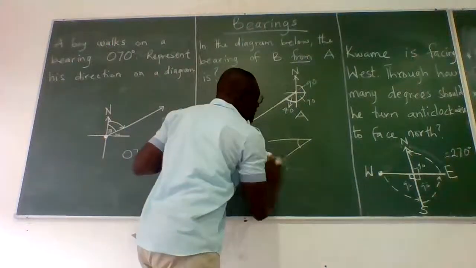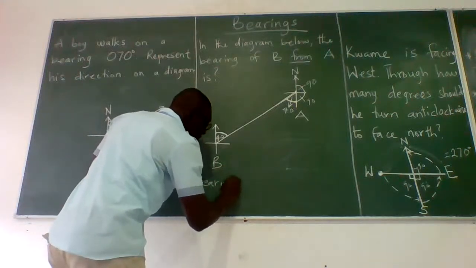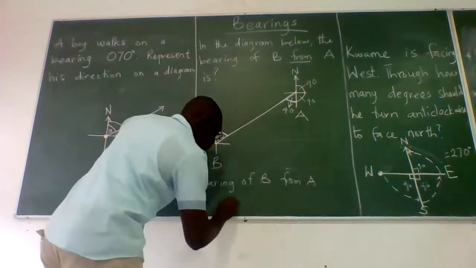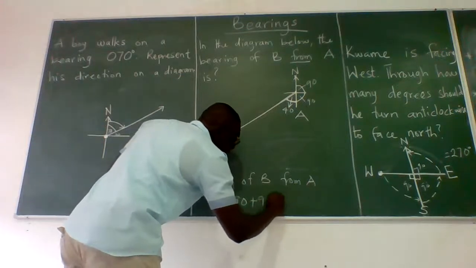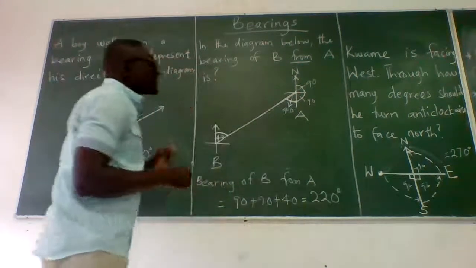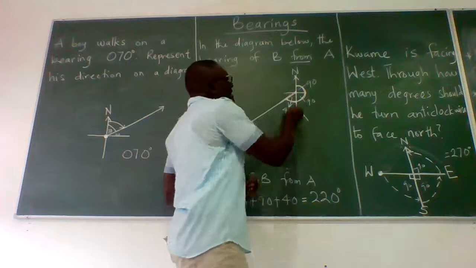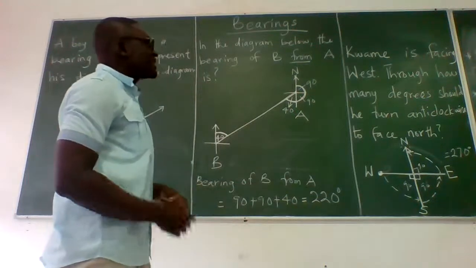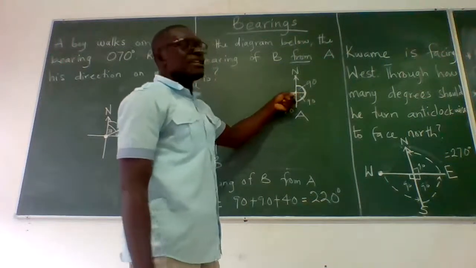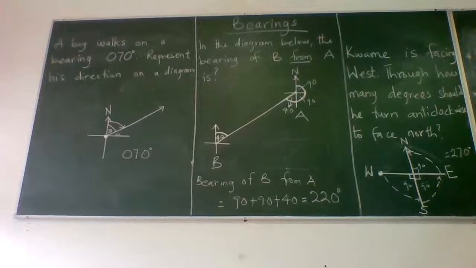In that case, find the bearing of B from A to be equal to 90 plus 90 plus 40, and this should give us 220 degrees. So it means that the angle from the north through until you get to this line is 220 degrees, and that is the combination of these two sides plus the angle from here, which is the same as the one here. Very simple and very straightforward. Let's take another.